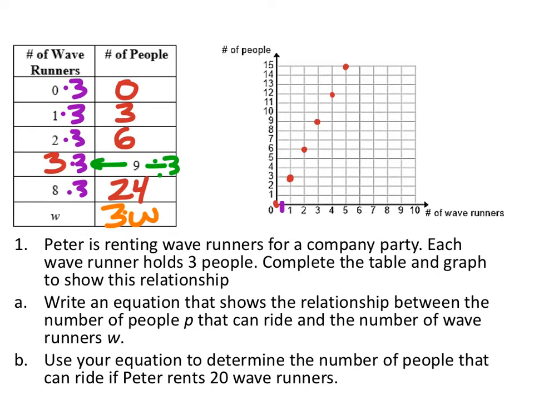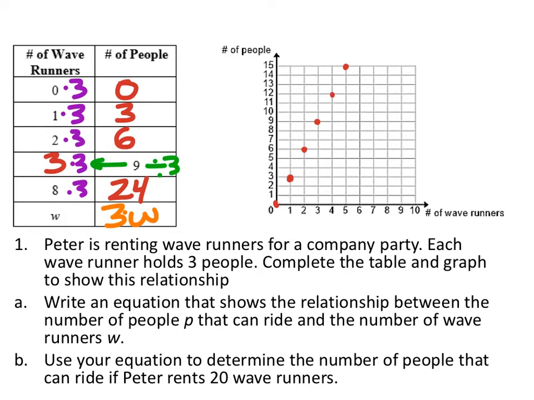You can have a smaller one, but it's still a wave runner. And you can't have half a person, because even people without legs or something like that, it's still a person, okay? So these values are not actually possible in a graph, so we are not able to connect the points on the graph. So that's the graph and the table.